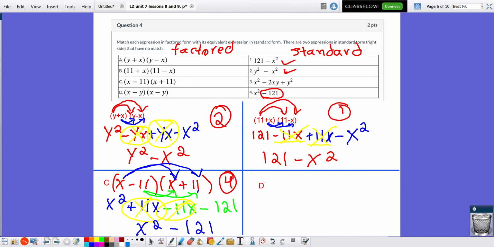I will let you go ahead and do letter D. So x minus y and x minus y. So you can go ahead and work on that one.